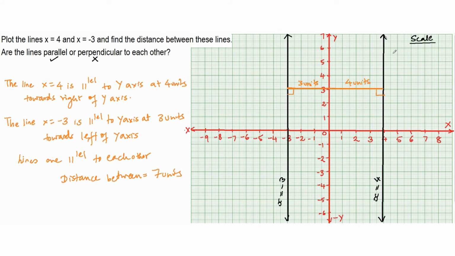So the scale of the graph on the x-axis and on the y-axis is 1 centimeter equals 1 unit, right? So 1 centimeter equals 1 unit is the scale for both the x as well as the y-axis. So this is how we solve this particular question.